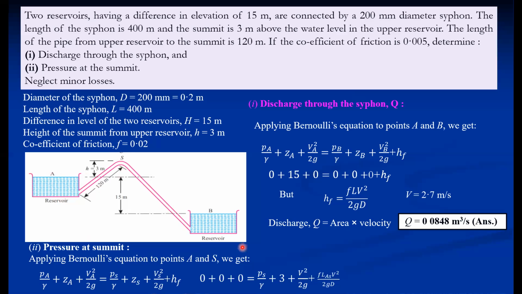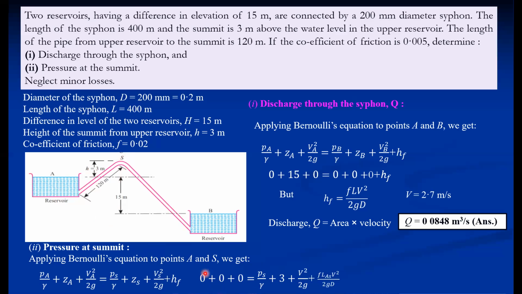So here we are considering the gauge pressure because all the gauges show zero reading at atmospheric. So when we consider zero, that means the pressure is atmospheric. Then here pressure is atmospheric. So this is zero. ZA is zero, because we are measuring S with respect to A, and velocity is zero. So the left hand side is zero. PS by gamma is what we have to determine.